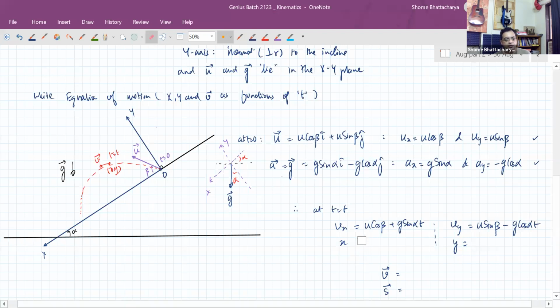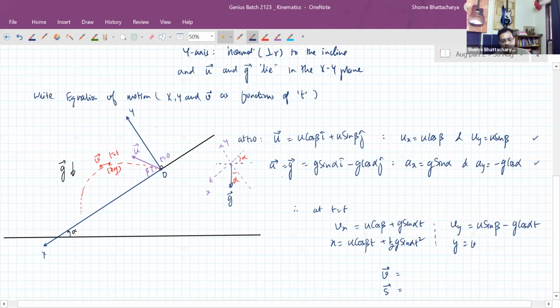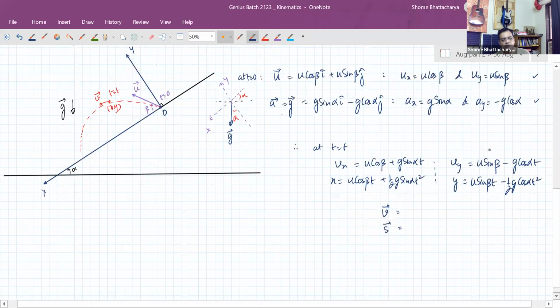Accordingly, now the x component of displacement or the x coordinate, how much will that be? It will be ut plus half at square, but take the x components. So u cos beta t plus half g sin alpha t square. All right, this is correct. This is all right till this point. Yes, sir. Okay, very good. And similarly, how much will y be? It will be u sin beta t minus half g cos alpha t square. Okay, and you can just convert this to vector.